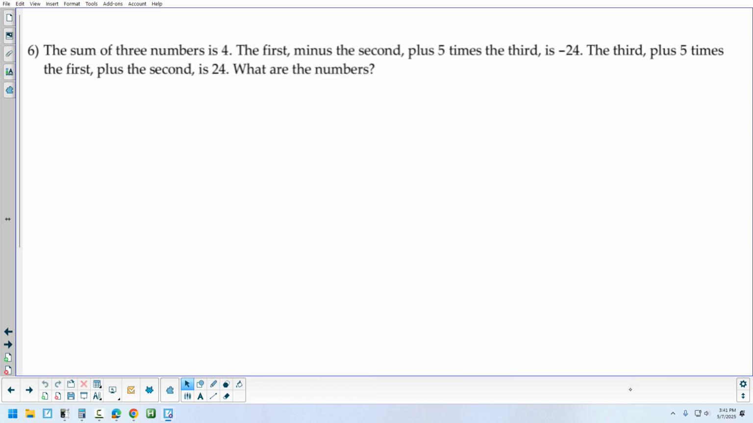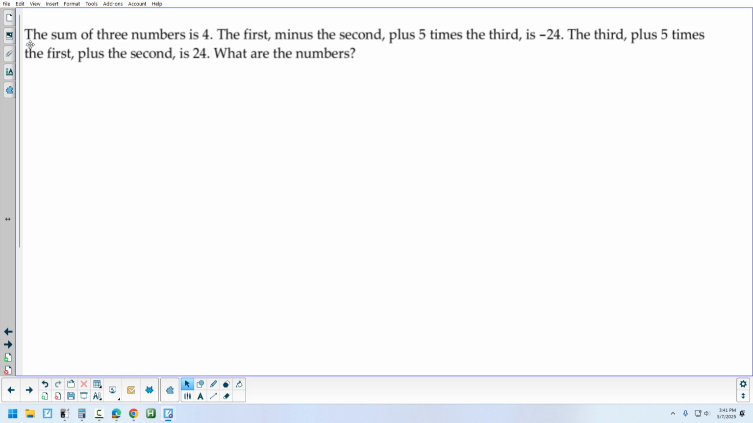All right, so next question we're going to look at, this is a system we're going to be solving. It's a 3 variable, and the first thing we have to figure out is what letters we want to use to represent our 3 numbers. So what do we want to use? X, Y, and Z. Okay. So we're going to look at it sentence by sentence and translate each sentence into an equation. If you use X, Y, and Z, how would you write that first sentence?